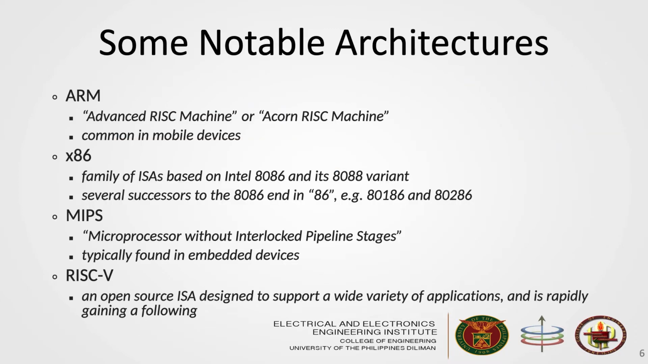So let's talk about some notable architectures that are used today. One of them is the ARM, or the Advanced RISC Machine, which is common in mobile devices. Another is the x86 architecture, which is common in Intel processors. The MIPS architecture is typically found in embedded devices. This is the architecture that we are going to discuss in the course. And there's the open source RISC-V ISA, designed to support a variety of applications.